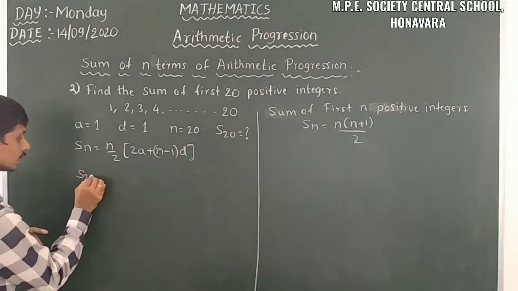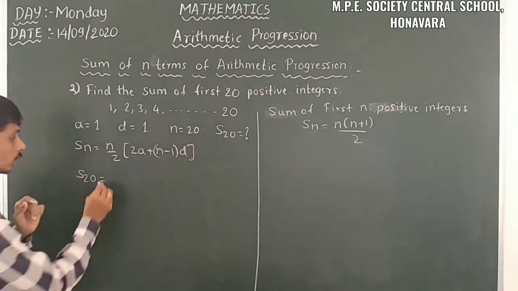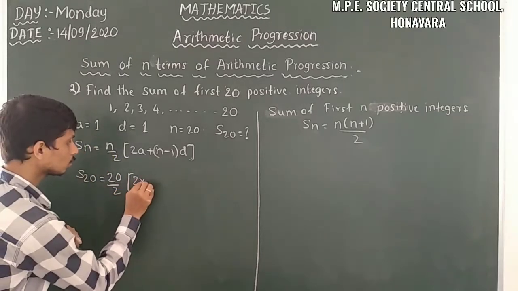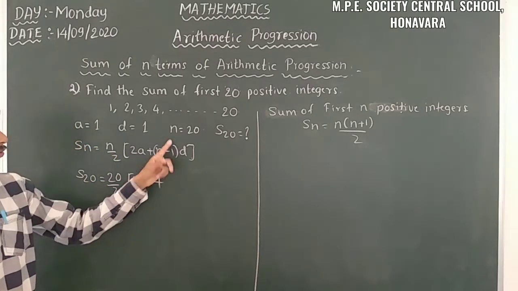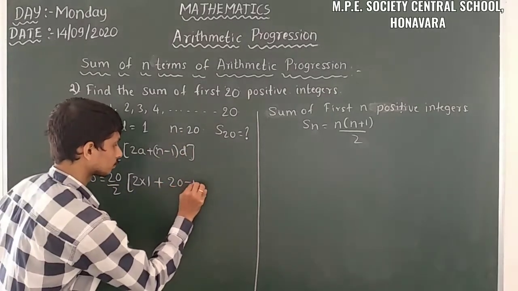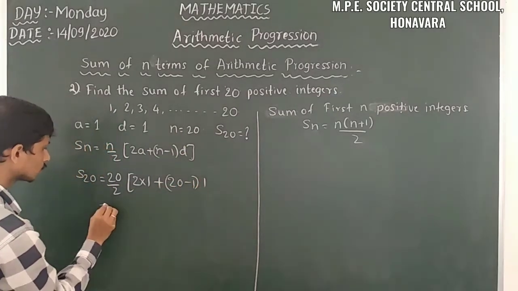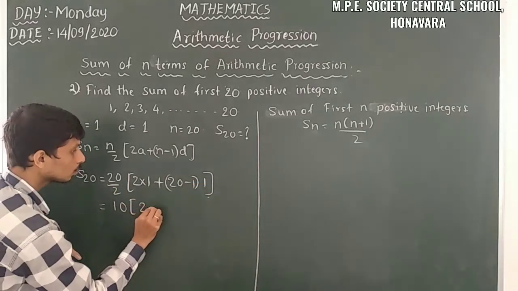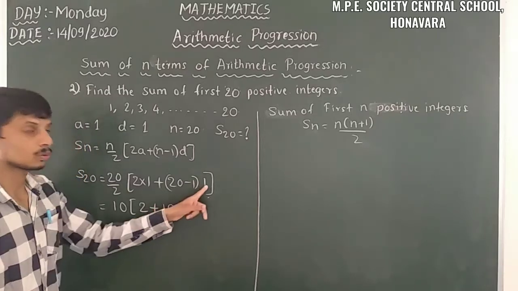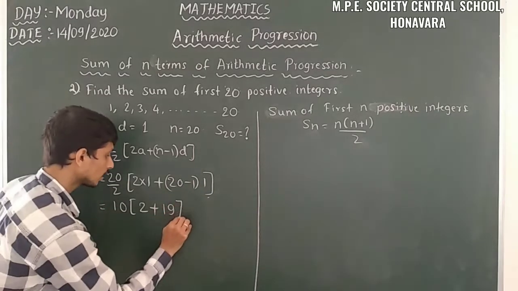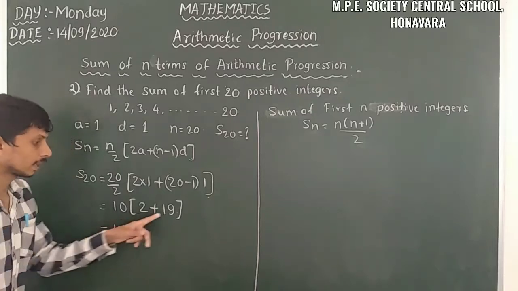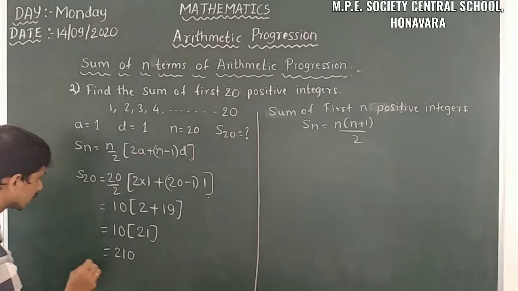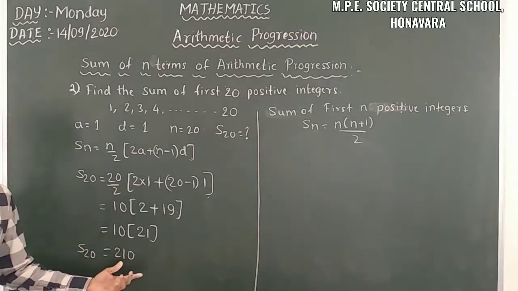So S20 is equal to n by 2, what is the value of n? 20. 20 by 2 into 2a, what's the value of a here? 1. It is 2 into 1 plus n minus 1, that is 20 minus 1, and d is also 1. So 20 by 2 is 10. Then 2 plus 19 into 1. So 10 into 19 plus 2 is 21. So here we get 210.